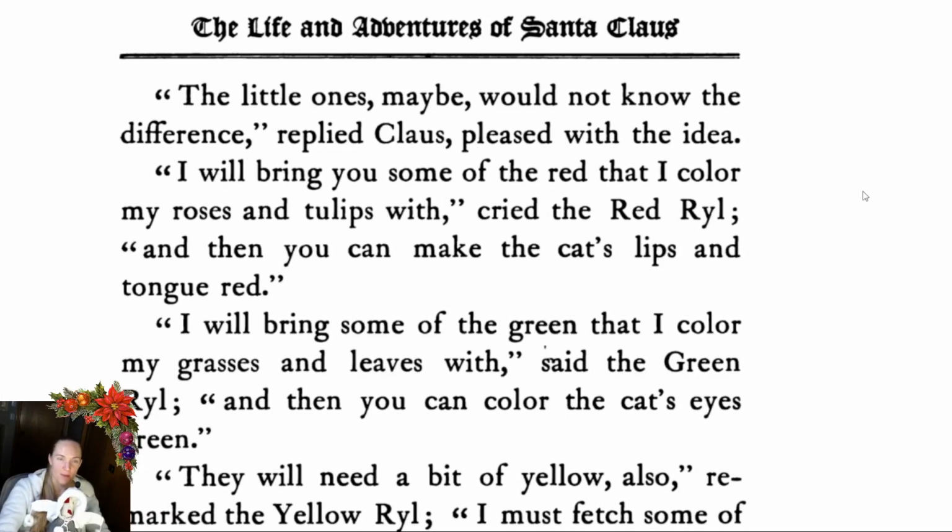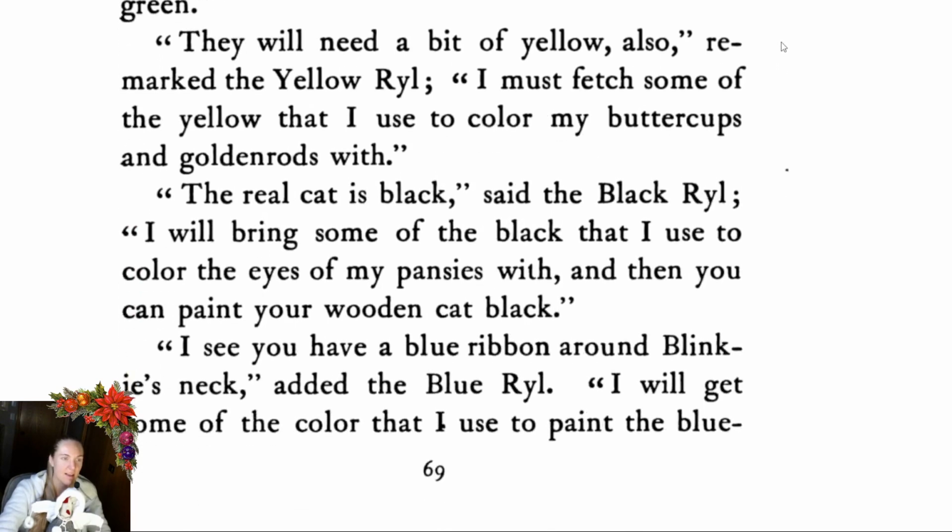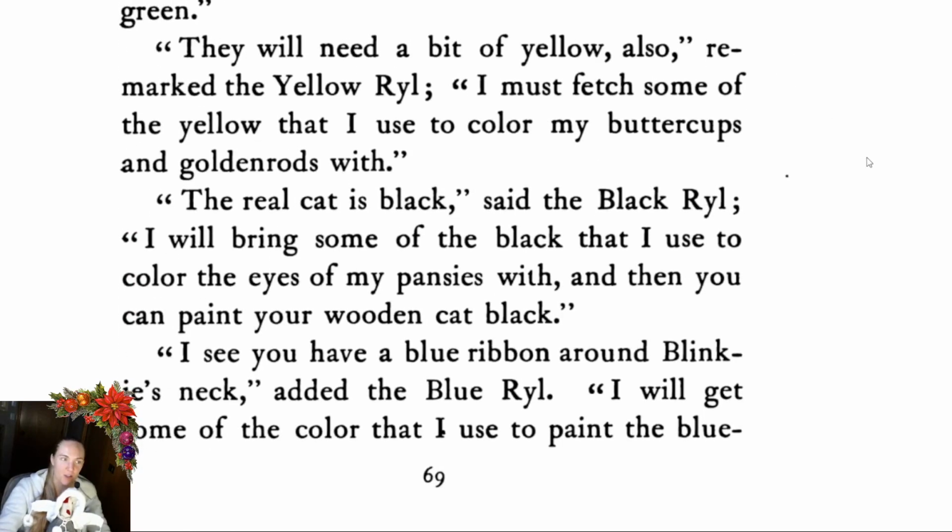"The little ones, maybe, would not know the difference," replied Claus, pleased with the idea. "I will bring you some of the red that I color my roses and tulips with," cried the red Ryl, "and then you can make the cat's lips and tongue red." "I will bring some of the green that I color my grasses and leaves with," said the green Ryl, "and then you can color the cat's eyes green." "They will need a bit of yellow also," remarked the yellow Ryl. "I must fetch some of the yellow that I use to color my buttercups and goldenrods with."